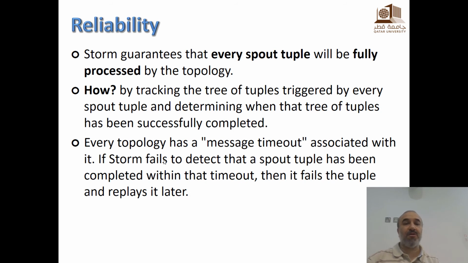Okay, now let's talk about reliability. Storm makes sure that every tuple from a spout will be fully processed by the topology. How is that? It is done by tracking the tree of tuples triggered by every spout tuple and determining if it is completely and successfully completed or not.